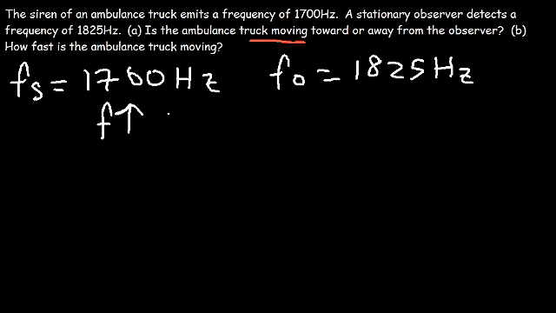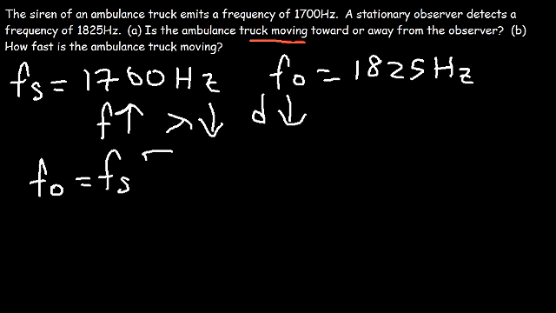If the frequency goes up, that means that the wavelength decreased, which means the distance is decreasing. And the only way the distance could be decreasing is if the ambulance truck is moving towards the observer. So remember, if the frequency goes up, the source moves towards the observer. If the frequency goes down, the source is moving away from the observer. Now what about part B? How fast is the ambulance truck moving? So let's use the equation to calculate the speed.